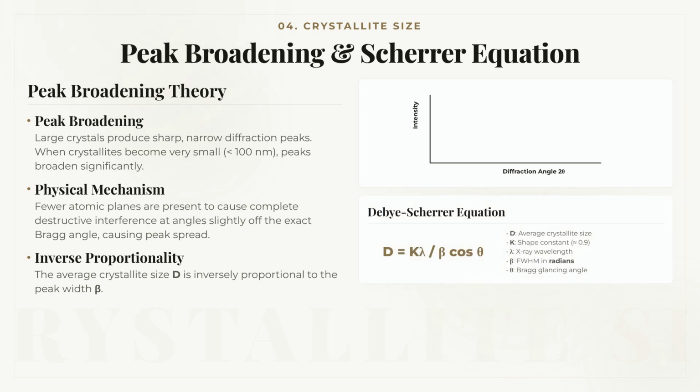According to this equation, the crystallite size is inversely proportional to the peak broadening. This means that broader peaks correspond to smaller crystallites. Thus, X-ray diffraction not only reveals crystal structure, but also provides information about crystallite size. This makes XRD an extremely powerful tool for studying nanomaterials.